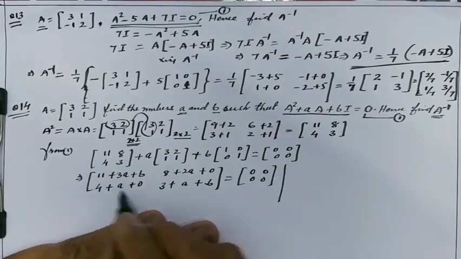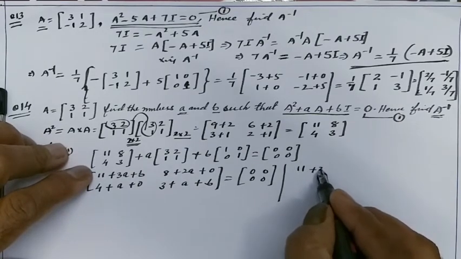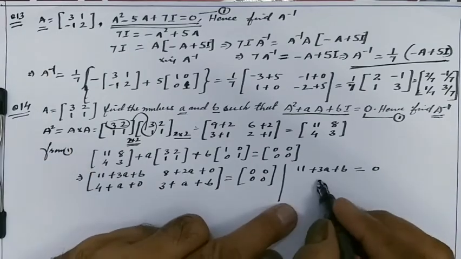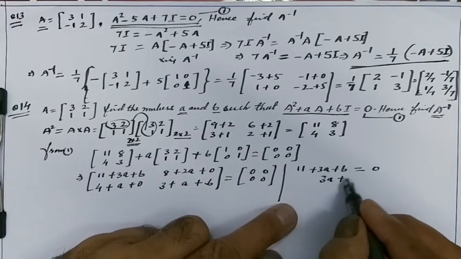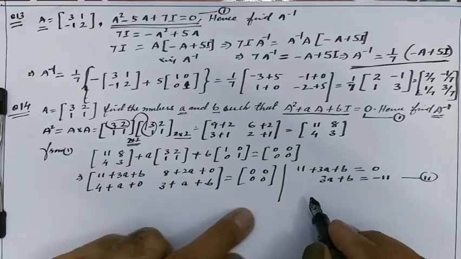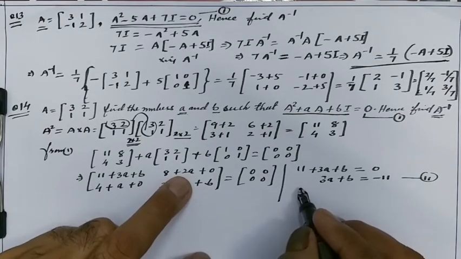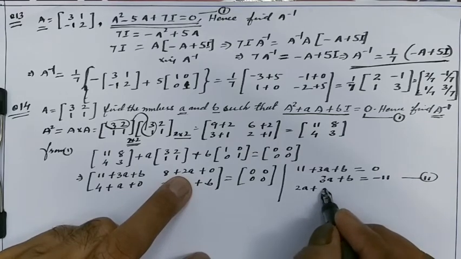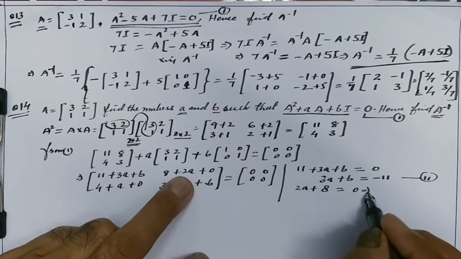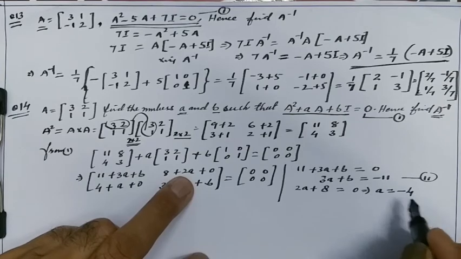Now comparing both sides, 11 plus 3a plus b is equal to 0. So 3a plus b is equal to minus 11, equation number 2. Also 8 plus 2a is equal to 0, which implies a is equal to minus 4.